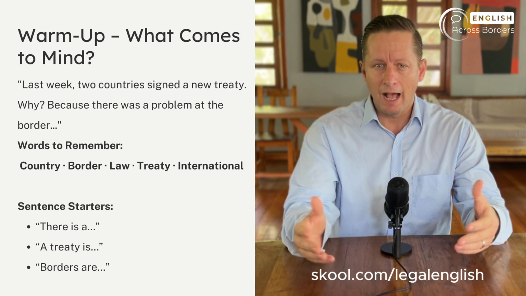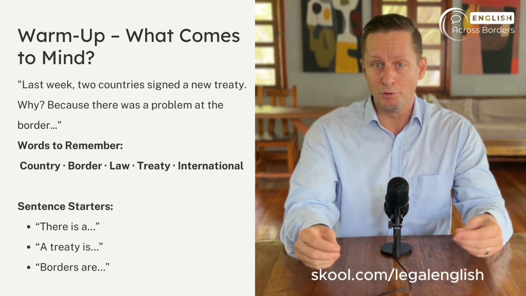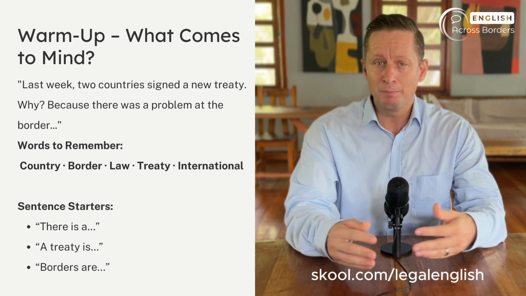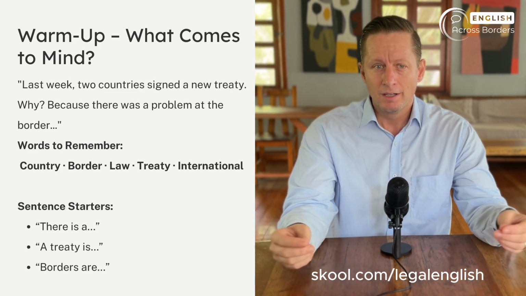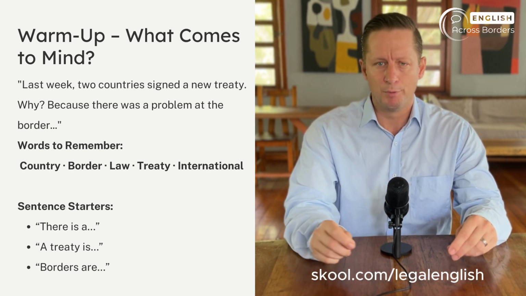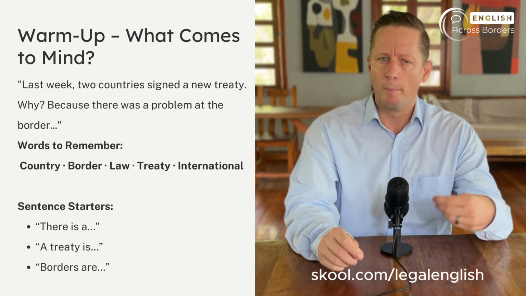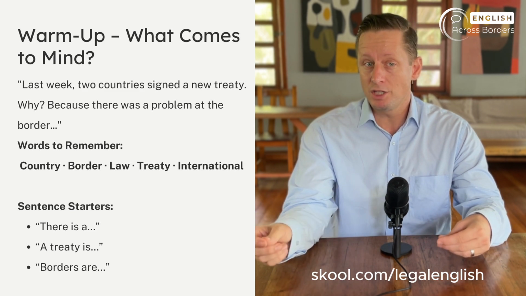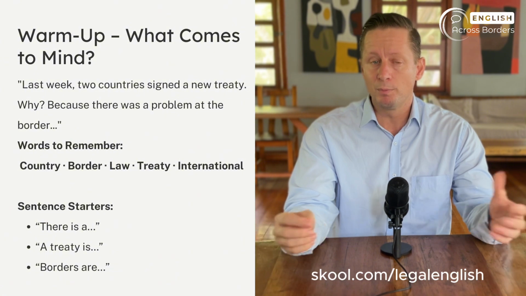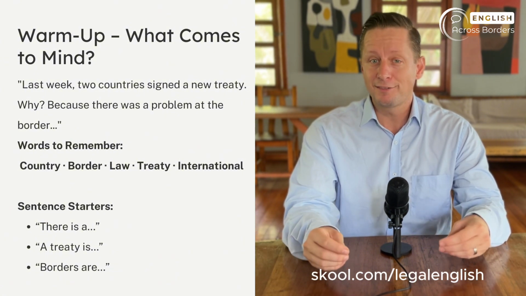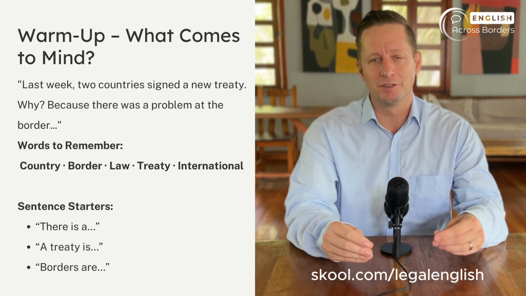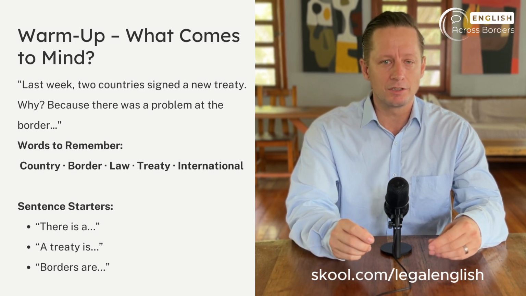Now think, have you ever seen a border? Do you know the name of a treaty? Can you think of a country that has many international laws? Listen to a few of these sentences. There is a treaty between two countries. A border is a line between nations. International law helps resolve problems between countries. That's the world we're stepping into today. International law in simple English.